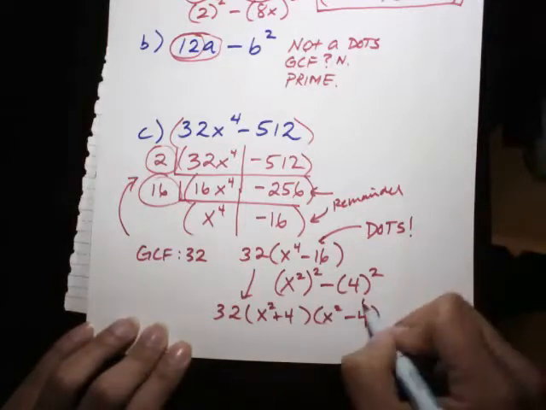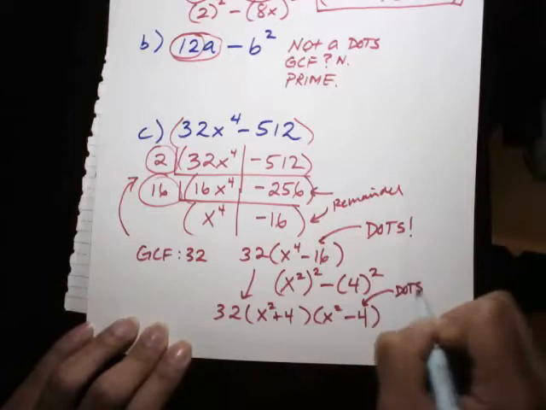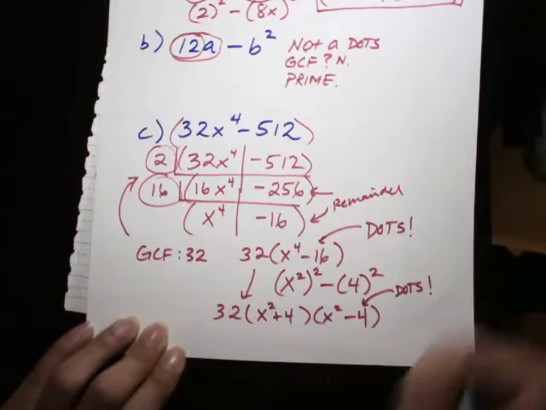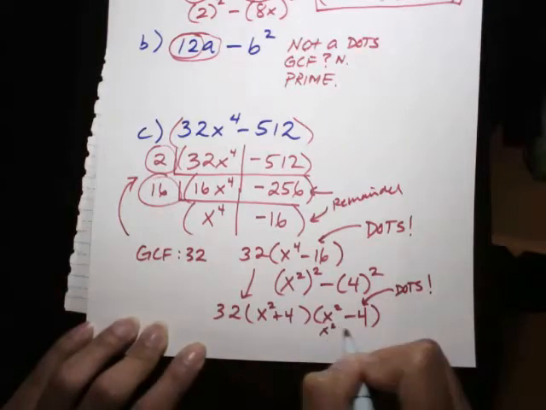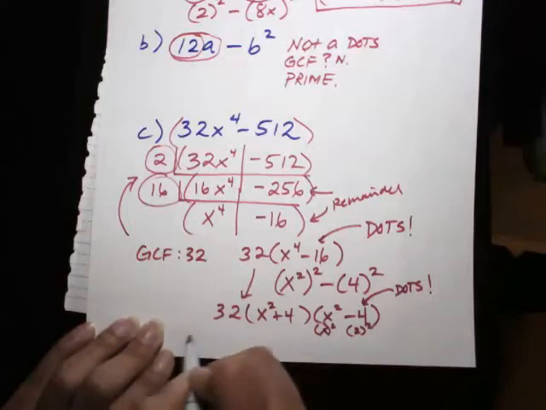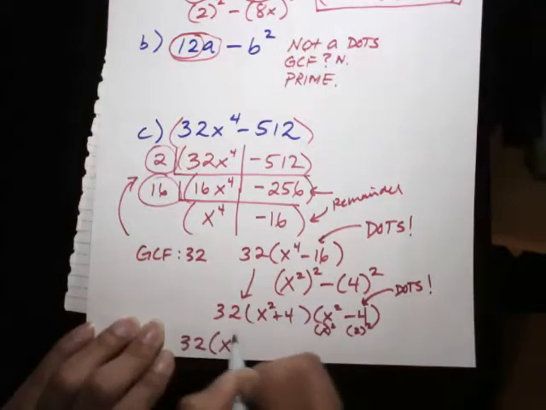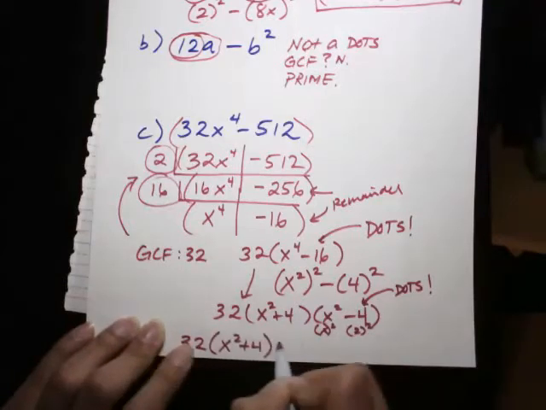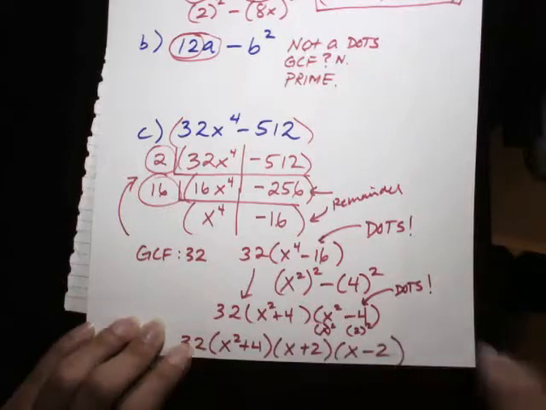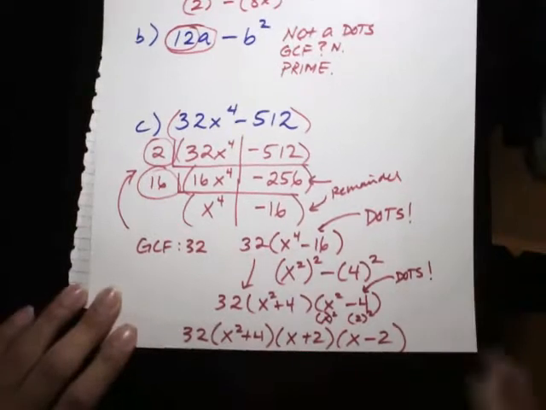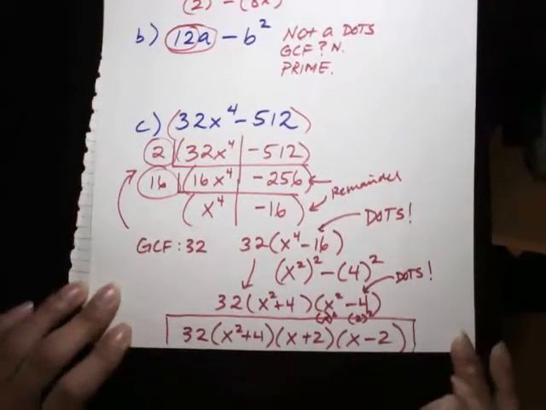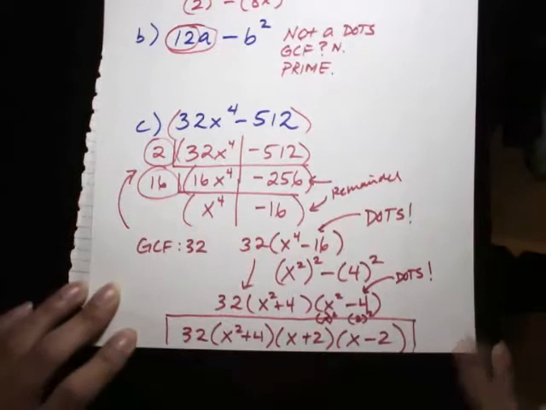So far we've factored this problem into 32 times x squared plus 4 times x squared minus 4. But, oh my goodness, take a look at this. We have another difference of squares, don't we? Which means I can again factor this out. This is x squared, and this is 2 squared. So what I have here is 32 times x squared plus 4 times x plus 2 and x minus 2. Now we have completely factored this binomial.